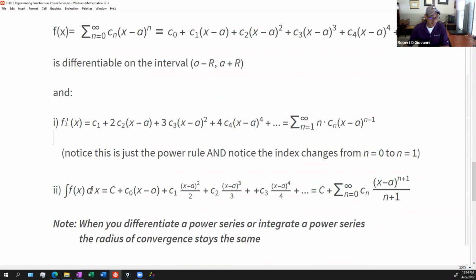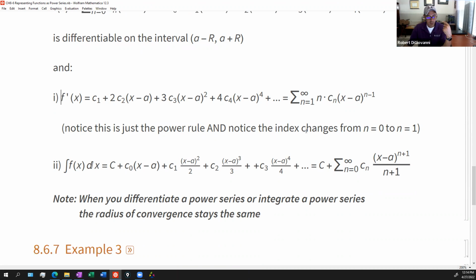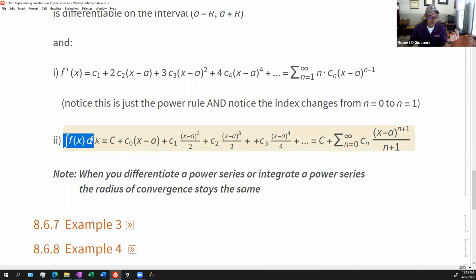All right, so when we take the derivative of a power series, we just bring the n down, subtract 1, shift the index. When we do the antiderivative of a series, we do a c plus, and then nothing changes in the index, and then we just use the good old power rule.